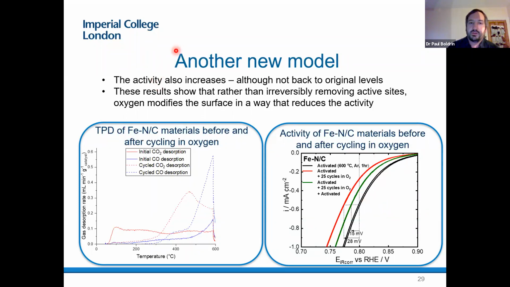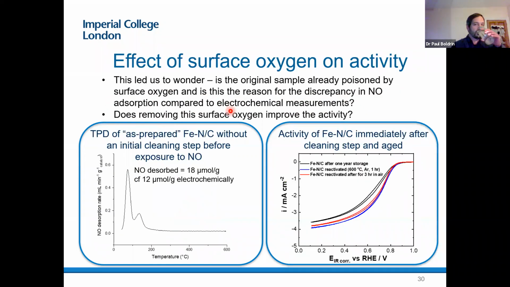So this led us to another new model, which is that instead of irreversibly removing active sites by cycling in oxygen, the oxygen is actually modifying the surface in a way that reduces the activity. So this made us think, is the original sample that we're testing already poisoned by oxygen? Because when you make this material, you don't think of storing it under nitrogen or anything. It's quite stable, so people had just been leaving it lying around in air.